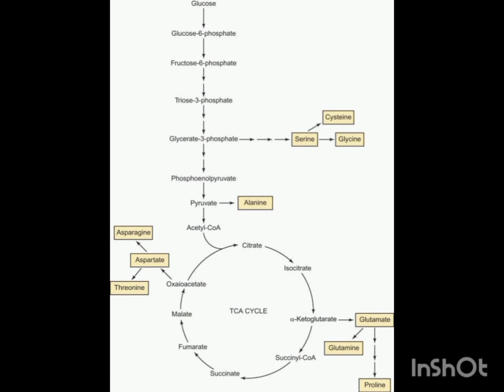The significance of the amino acid pathway is that it gives us many more amino acids which help in the metabolic growth in the higher plants.